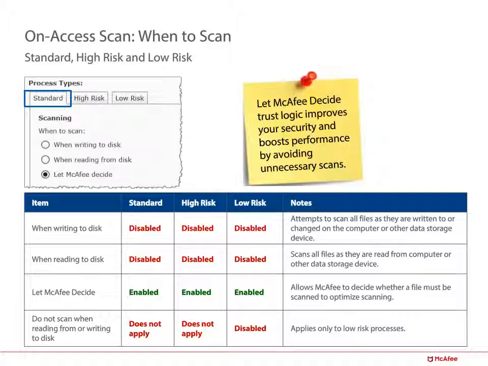For the standard, the default setting is let McAfee decide. What that does is allow McAfee to decide whether the file must be scanned, and this optimizes the scanning. McAfee decide uses this trust logic to optimize the scanning. It improves our security and boosts performance by avoiding any unnecessary scans. For example, McAfee analyzes and considers some programs to be trustworthy. If McAfee verifies that these programs have not been tampered with, the scanner might perform reduced or optimized scanning. The trust logic improves security and boosts performance by avoiding unnecessary scans.